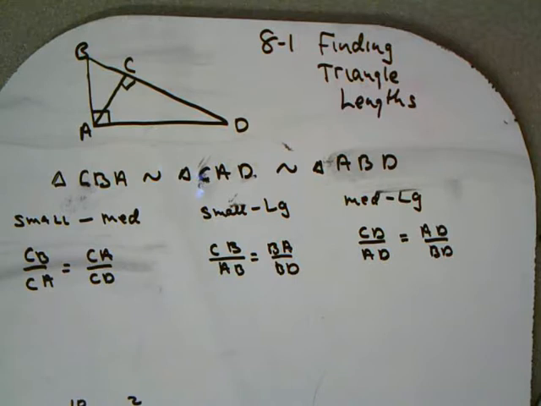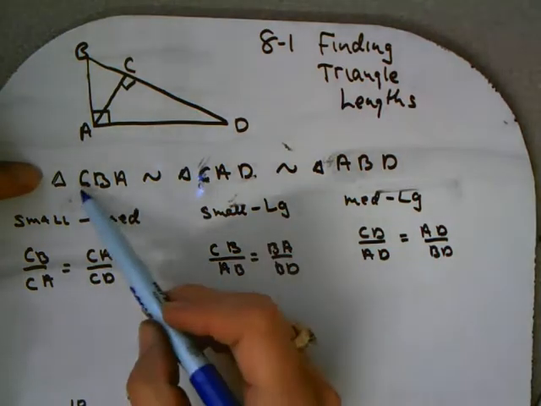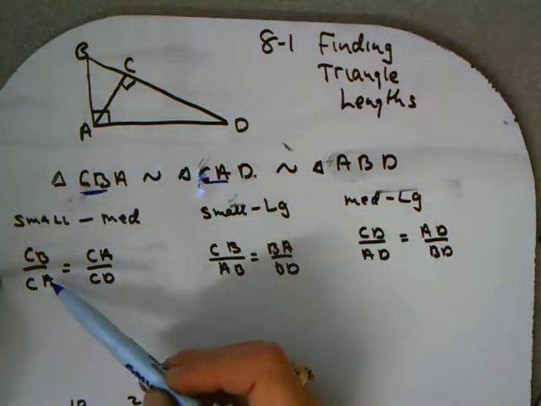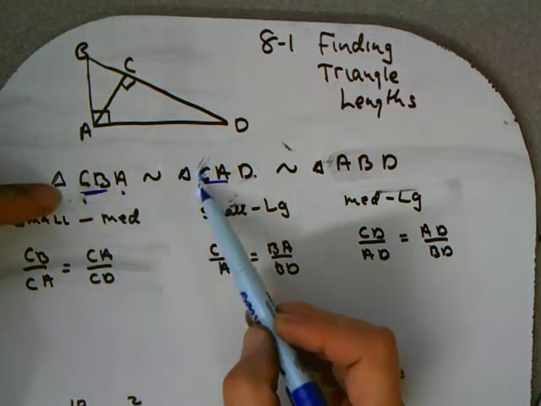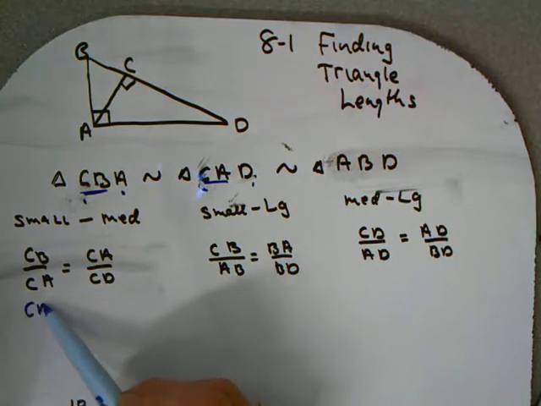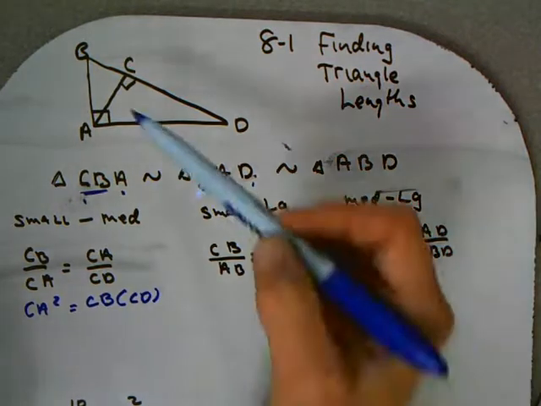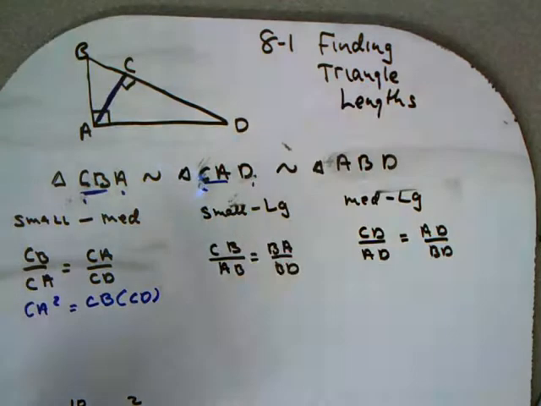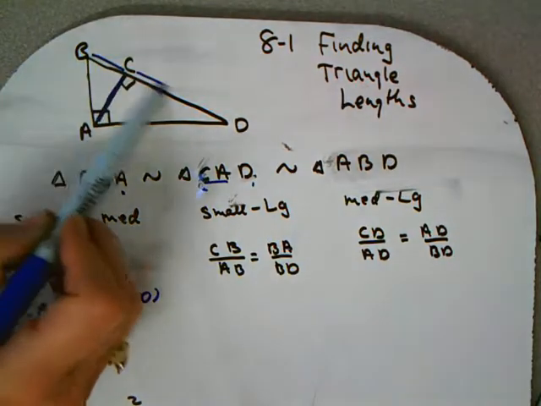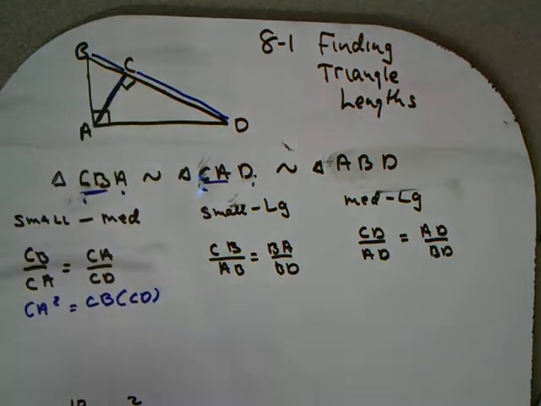Notice if you look at the small and the medium triangle, CB over CA is equal to CA over CD. And that's going to give you CA squared equal to CB times CD. Now, why is that interesting? Well, this length squared equals this times this. If I know these two, I can find this altitude quite easily. Just the altitude squared equals this side times this side.